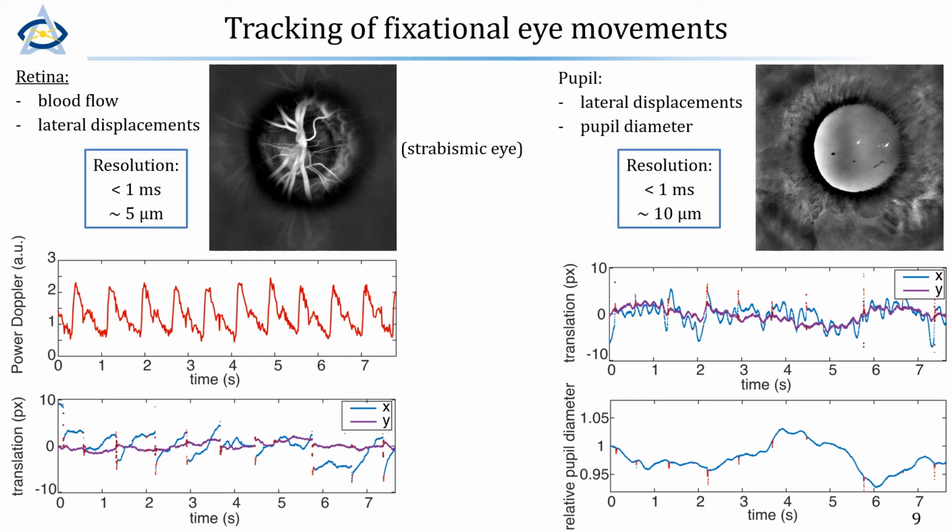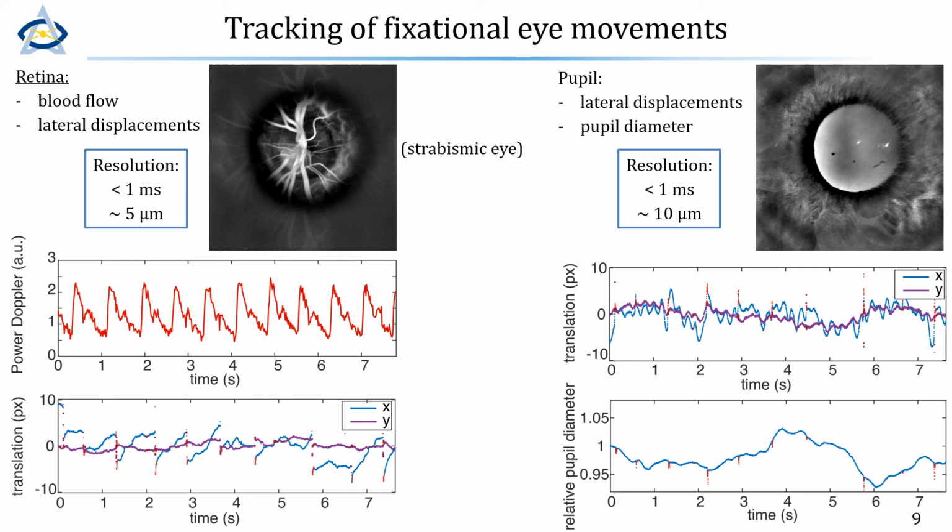The resolution is below 1 millisecond here for both the retina and pupil, because whether it's in the retina or in the pupil, the same signal is used: the defocused light from the retina that we use in the pupil plane, so we have the same temporal resolution. And in terms of spatial resolution, it could be roughly estimated here to about 5 micron in the retina and 10 micron in the pupil.